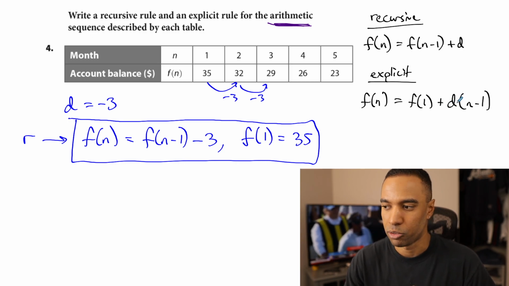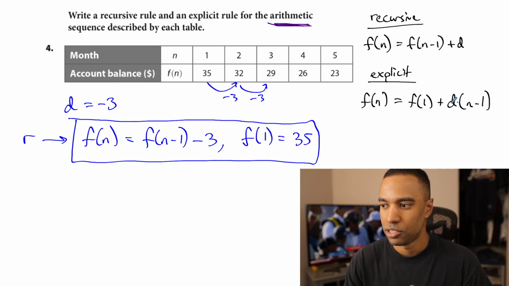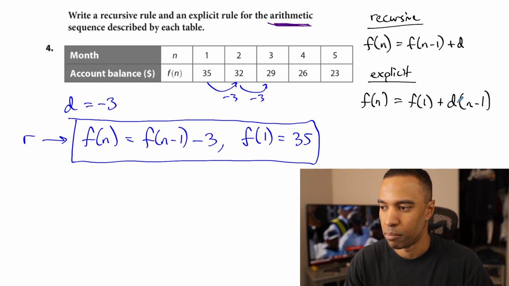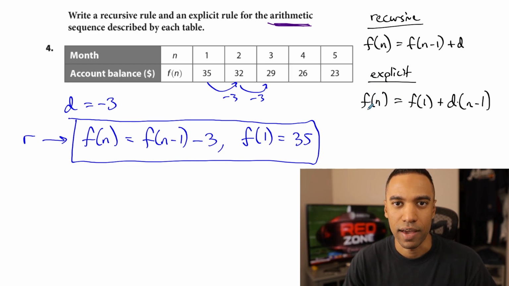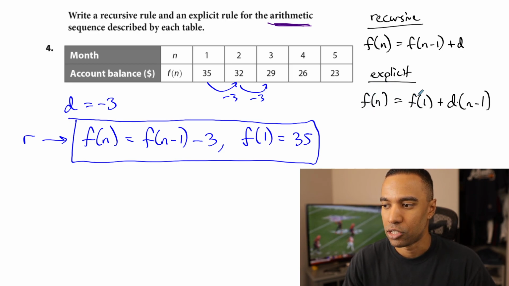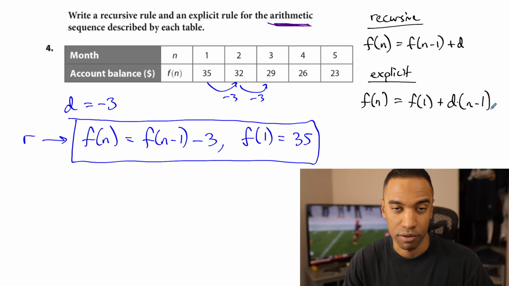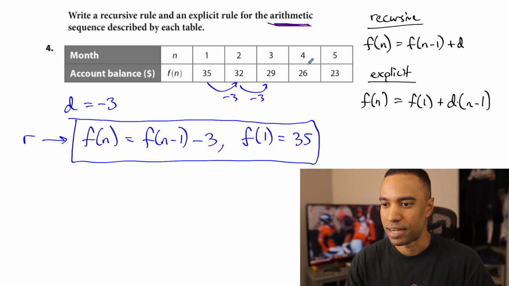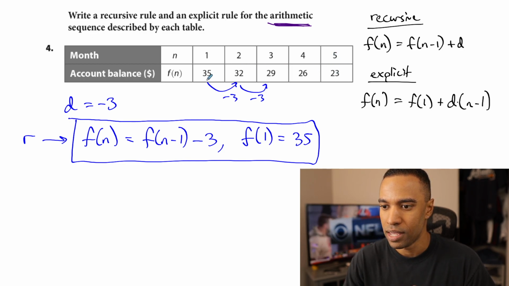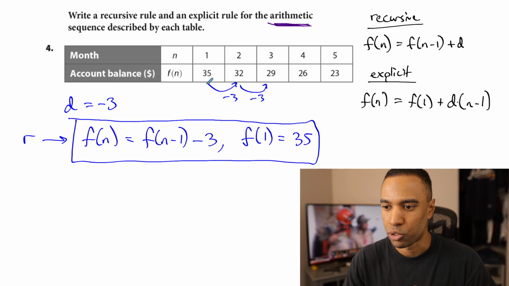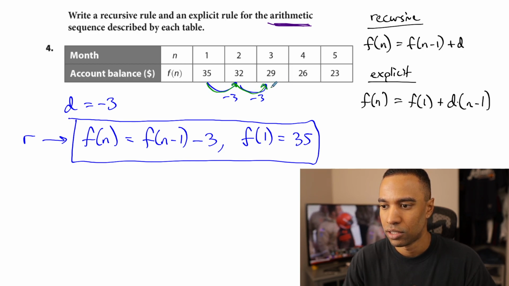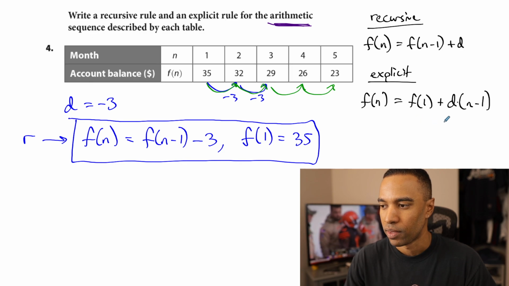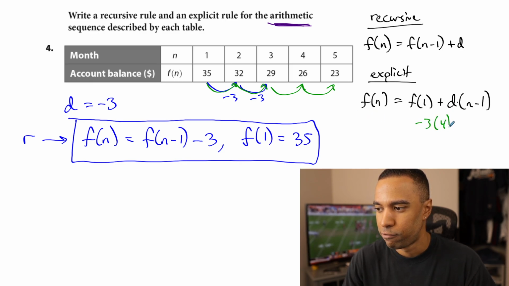I'm going to write a dot to indicate multiplication so you don't think of it as a function. D is a common difference, n minus 1 is a quantity, and I'm multiplying here. So here's what this says. To find the value of some term, I take the first term and add my common difference a certain number of times. N minus 1, I'll show you what that means in a second. If I wanted to find the value of the fifth term, I would start from the first term and subtract 3 once, twice, 3 times, 4 times. I'd be subtracting 3 four times to find the value of the fifth term.